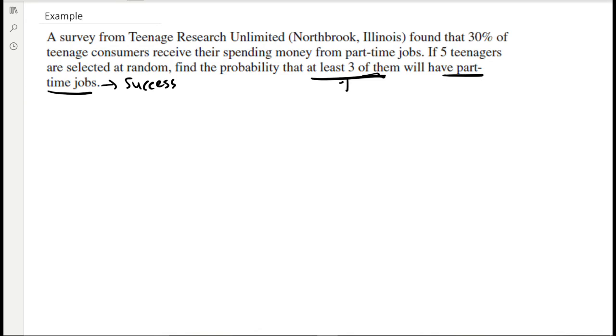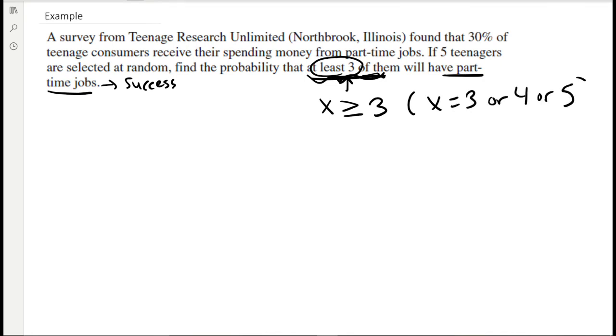So if it's saying at least 3, this means that the number of successes x has to be 3 or greater. At least means 3 or greater. So it has to be greater than or equal to 3. So you have to be able to interpret that statement there. So we have multiple values here. We could do x is equal to 3 or 4 or 5. Why do we stop at 5? Well, because we only got 5 teenagers that we can do it for, right? So we have to stop at 5 because we only got 5. So 5 teenagers, that's my number of trials. So n is equal to 5 here.